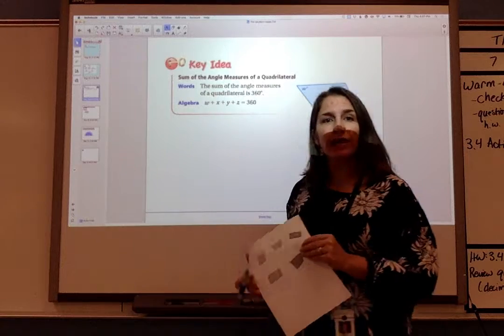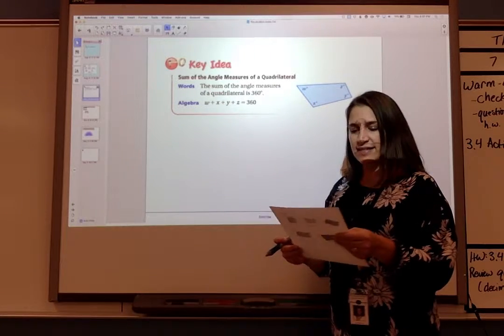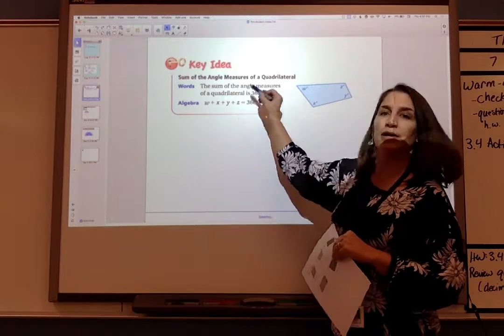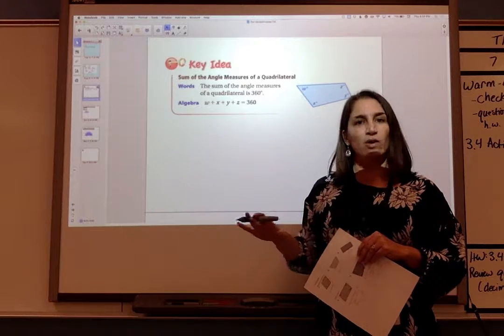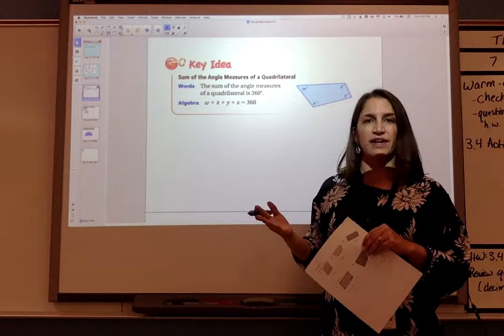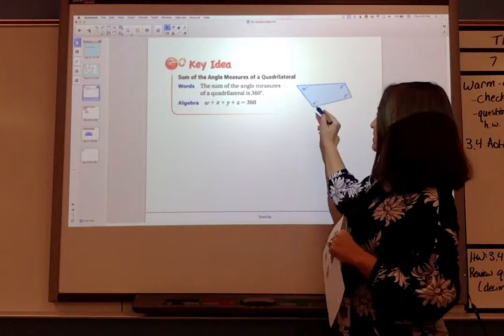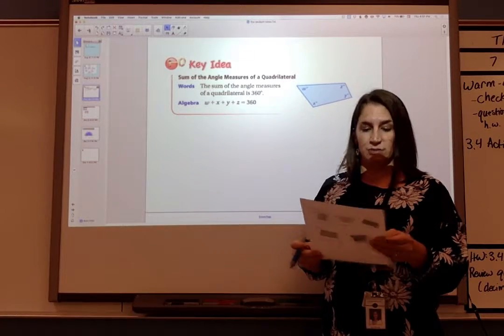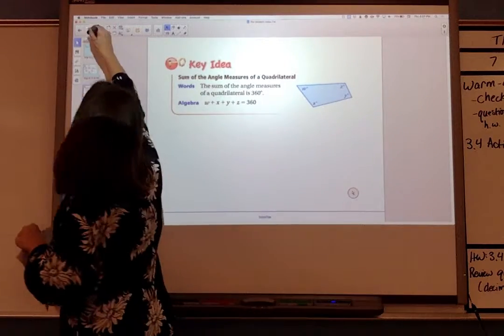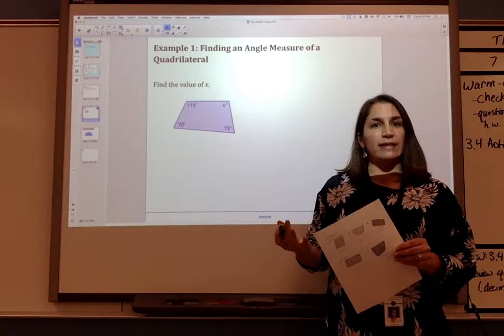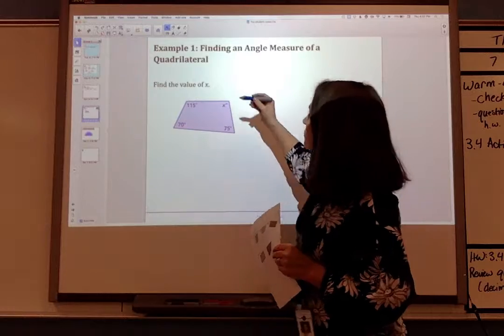Now, here's a new key idea for you. And that is the sum of the angle measures of a quadrilateral is 360 degrees. So no matter what the quadrilateral looks like, whatever category it falls in, if it has four sides and connects as a polygon, the angles add to 360 degrees. So if we know that, we can solve some problems where you need to find the missing value.